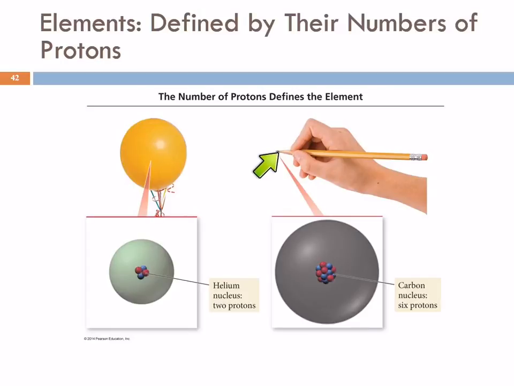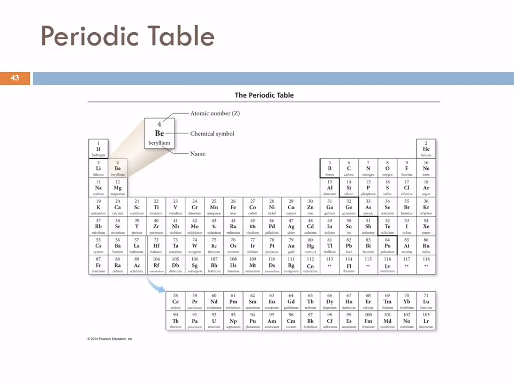Here's the graphite in your pencil. That's carbon. Carbon has 6 protons. Every carbon atom has 6 protons. If you find an atom that has 6 protons, it's carbon. That's the number on the top of the periodic table.